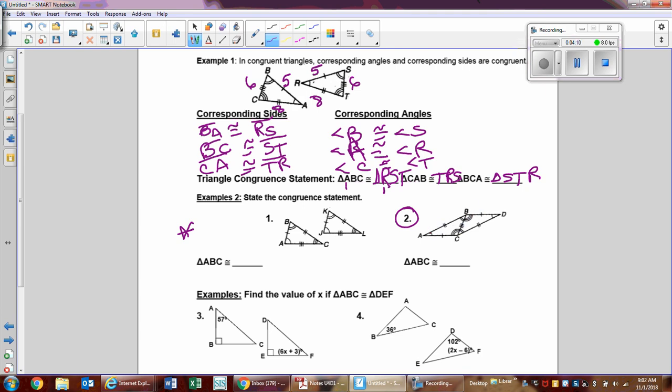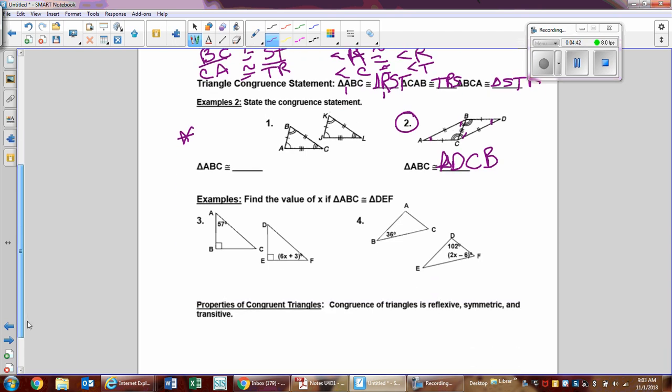So I usually focus on the angle. A is corresponding with what? D, right? So where A is, I'm going to put D. Then B comes next. This B has 2 lines, so C has 2 lines, right? So then I'm going to go C. Then C has 3 lines, this B has 3 lines, so that's what you guys need to do. So triangle ABC is congruent to triangle DCB. Very good. I hope you guys understand what we're doing.